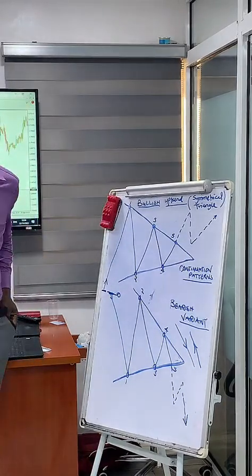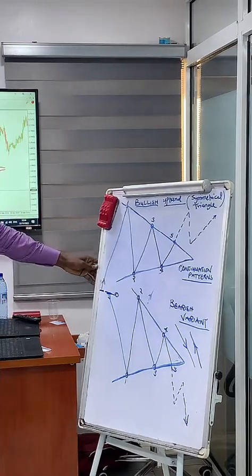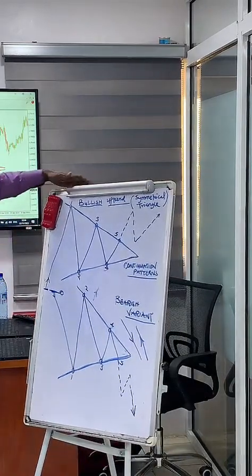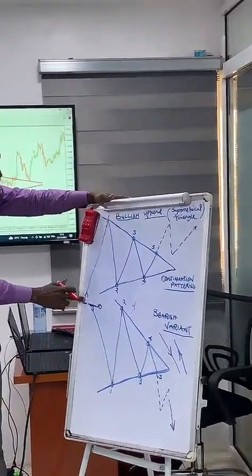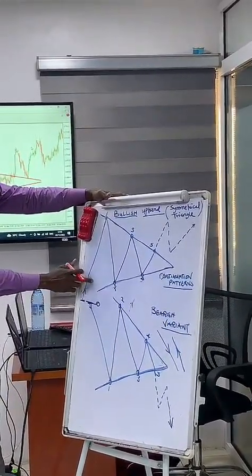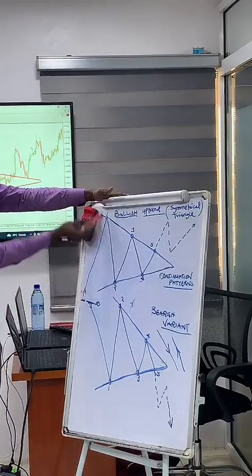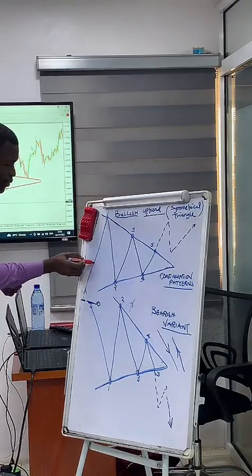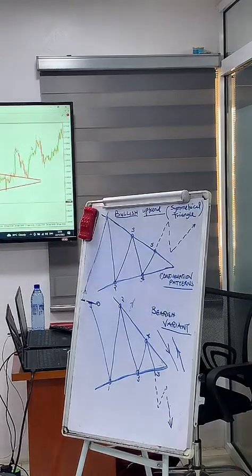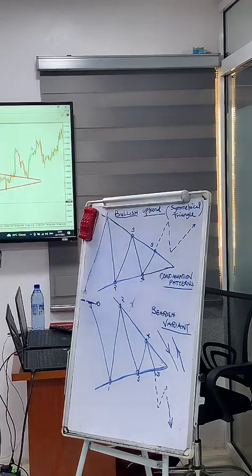In the case of the symmetrical triangle, this is what we are saying. We have the market here going in an uptrend, starting here. This is an uptrend. The market is going upward. And all of a sudden, it comes to this particular point and does a retracement.